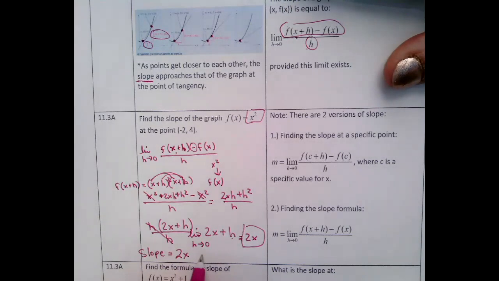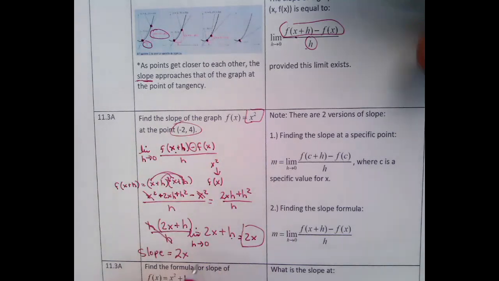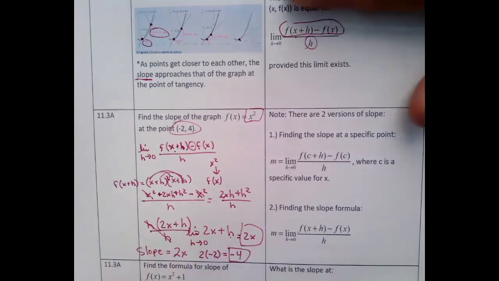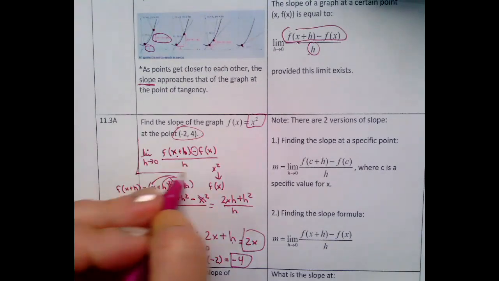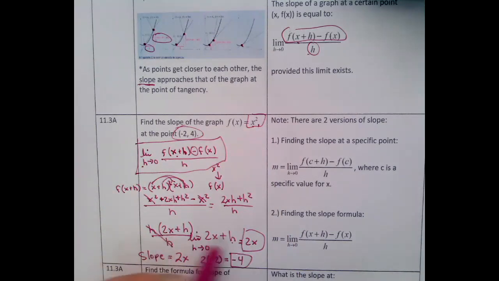So now I'm going to plug in my point, -2, and let's see what I get. I'm going to get 2 times -2, and my slope at that point is going to equal -4. So here's what happened. I used this formula, plugged in, and found my slope just by canceling and finding the limit as h approached 0. That gave me my slope formula. From there, I can plug in a point and find my actual slope at that point.